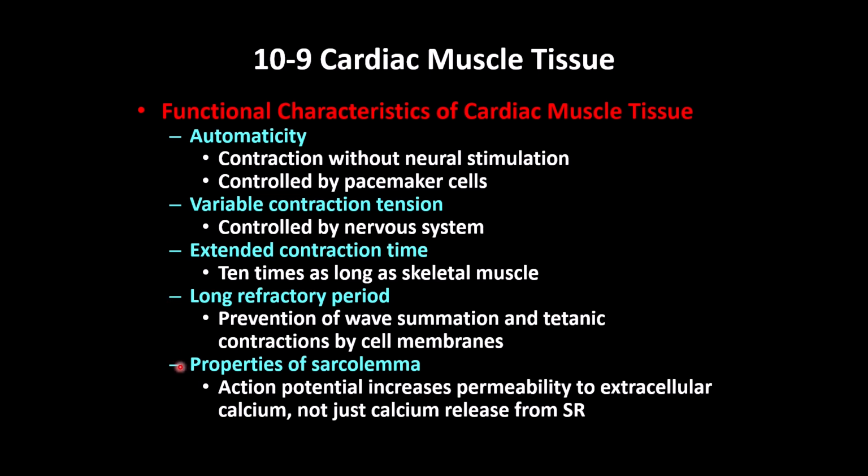Also, the sarcolemma is a little bit different than in skeletal muscle. Here, the sarcolemma has more permeability to extracellular calcium, so more calcium can enter the cell. In skeletal muscle, the majority of the calcium came from the sarcoplasmic reticulum, but here it comes from both the sarcoplasmic reticulum and extracellular calcium. This is why, when the amount of calcium changes, especially if it is low, it will affect cardiac activity, and that's not a good thing because you don't want heart rate and rhythm to change abnormally. This is a very serious condition.